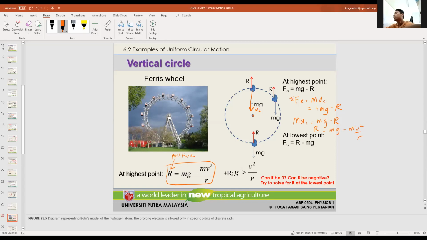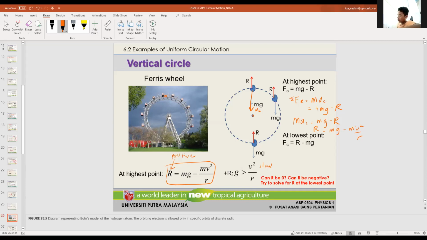So mg minus mv squared over r, for this to be positive, factoring out m, because m does not change, your g must be greater than v squared over r. Which means that at the highest point, your V must be really slow. Sebab kalau dia laju sangat, it will overcome g and you will fly off. So your V has to be slow. If you can imagine the Ferris wheel kat atas ni, dia selalunya macam gerak tak gerak sangat kalau kat atas sekali, because it doesn't want you to be dead. So it needs to be really slow for g to be greater than v squared over r.